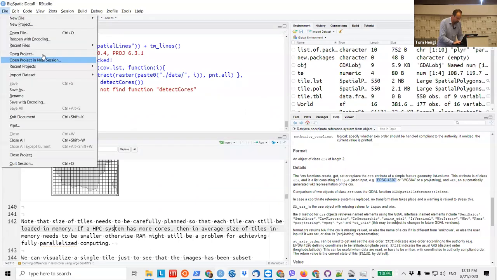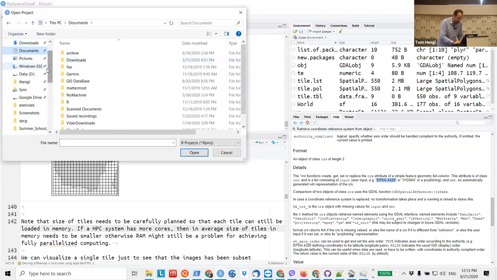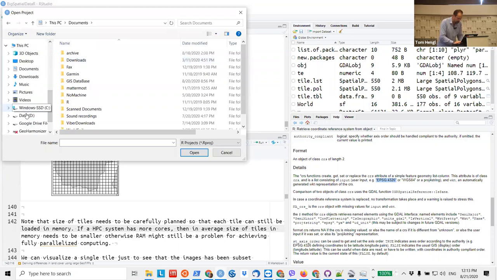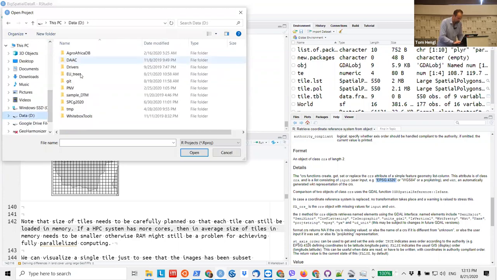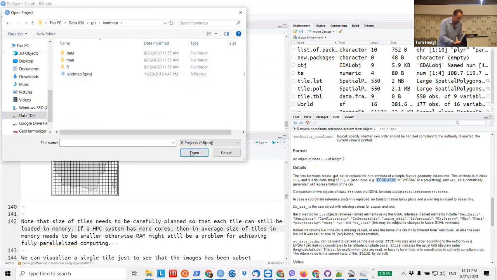So I will do the demo for you. How is this all implemented together in one package? Let's take a look here.